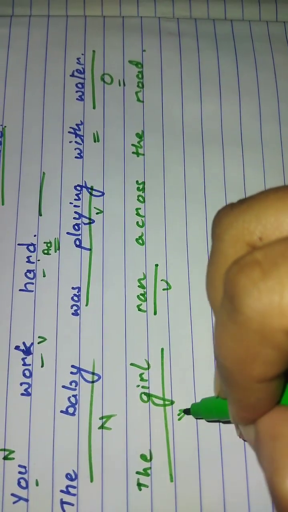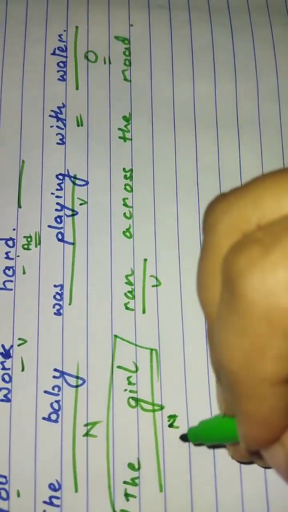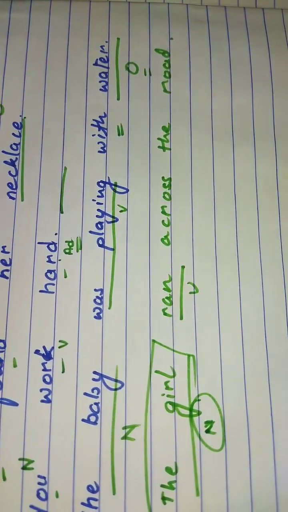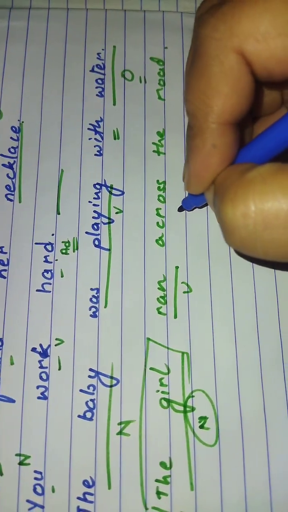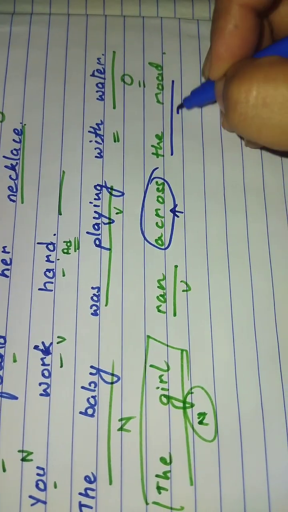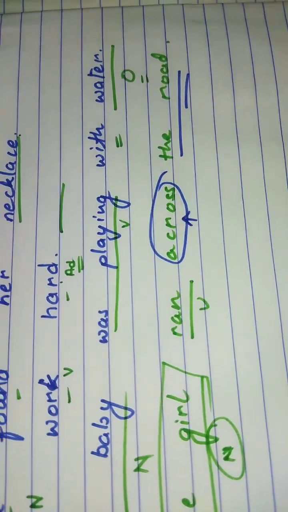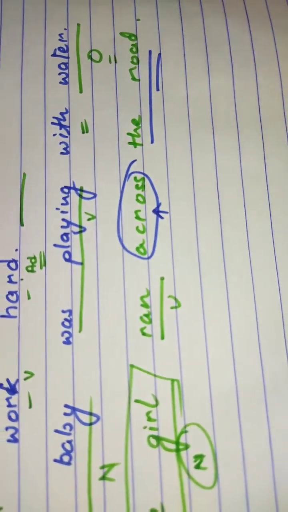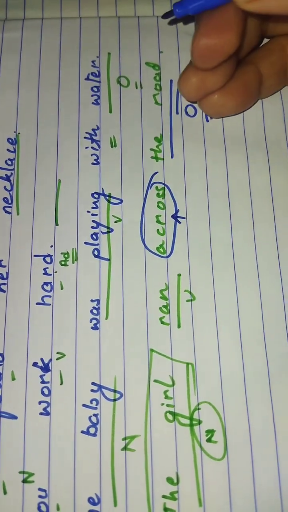Who ran? The girl ran. And obviously this is the subject. So this is the nominative case. And what is the preposition here? Here the preposition is across. So the noun or the pronoun which is coming after the preposition is also in the objective case.